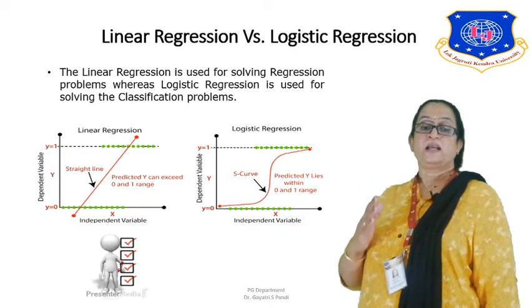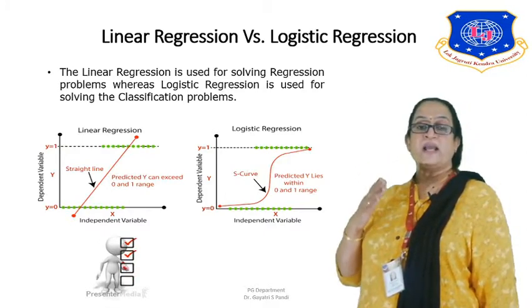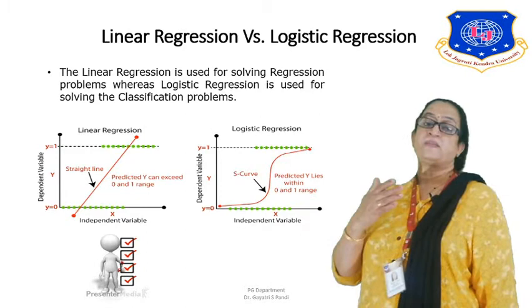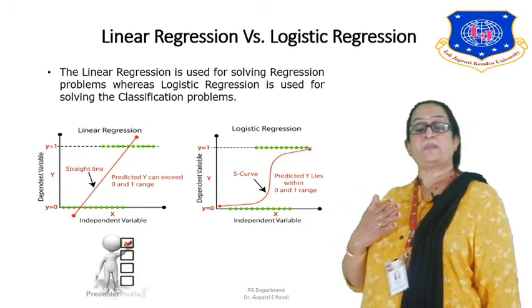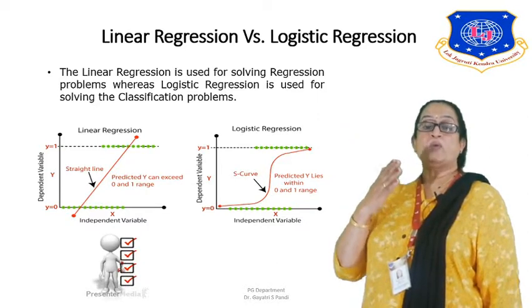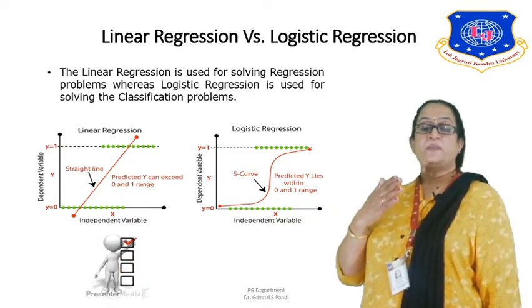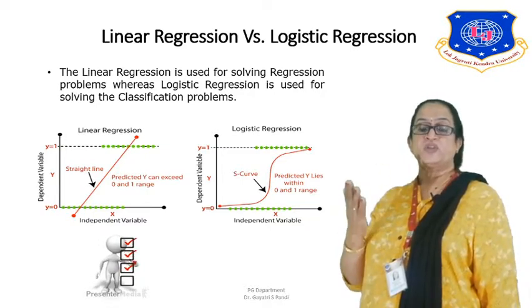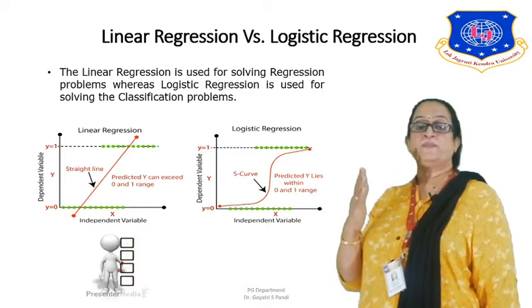So this is a major difference, as I said, with respect to a straight line and with respect to the S. Linear regression, you can see, has a straight line and the value of y is mapped on the y-axis, that is termed as a dependent variable, and x, which is the independent variable, is mapped on the x-axis. The value ranging from y equal to 1 to 0, there is a straight line which is being cut, right? And the predicted value can exceed the range of 0 and 1.